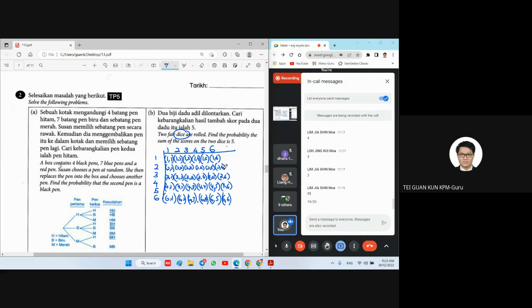So ini adalah semua outcomes. So kena buat ni. Tak ada cara lain. Okay, kena buat ni so that you can get the outcomes for this experiment.